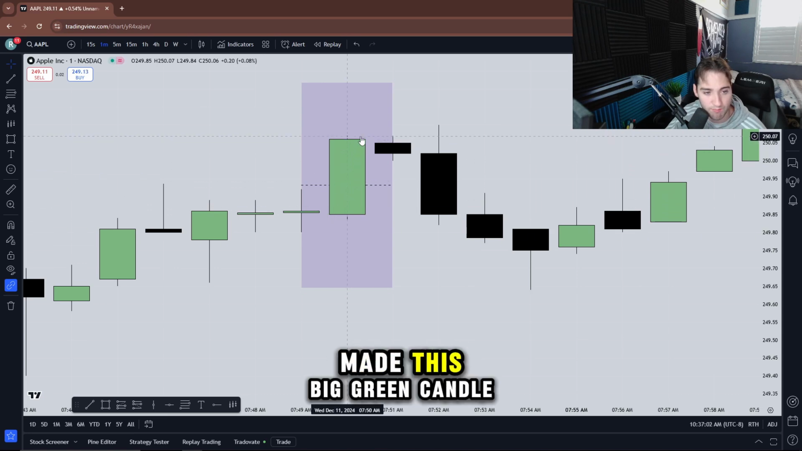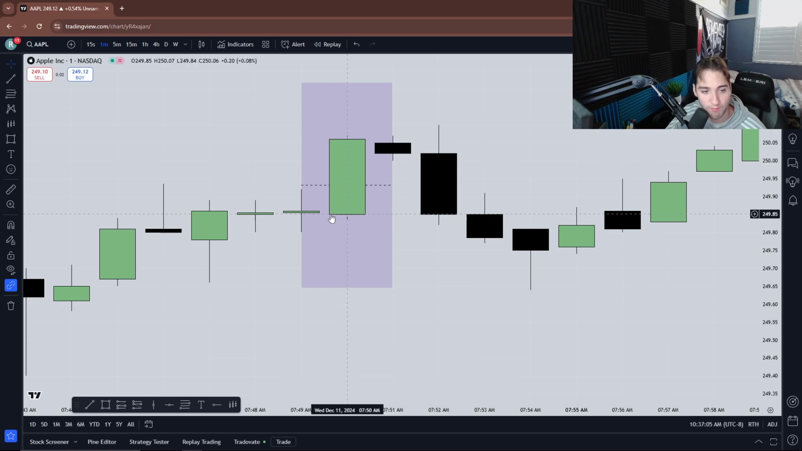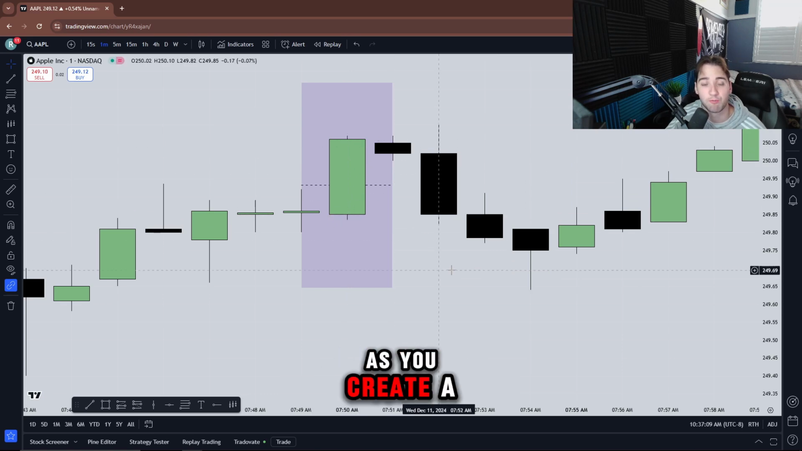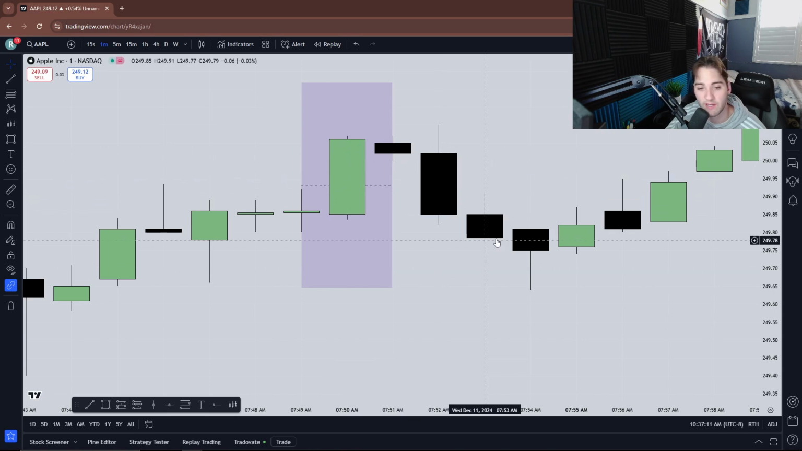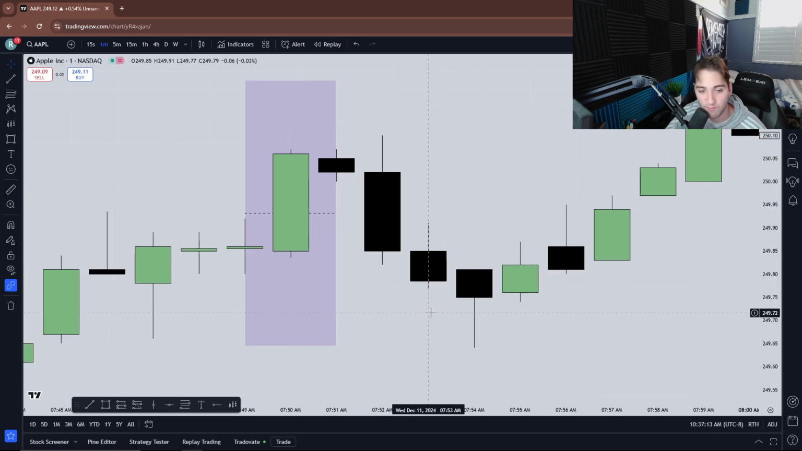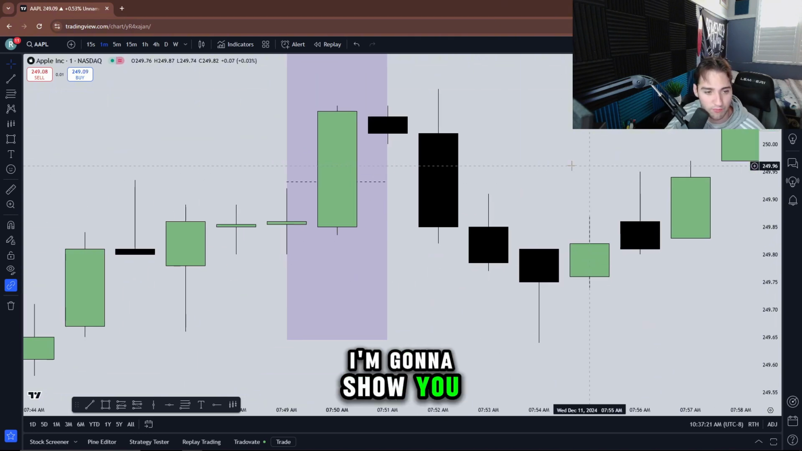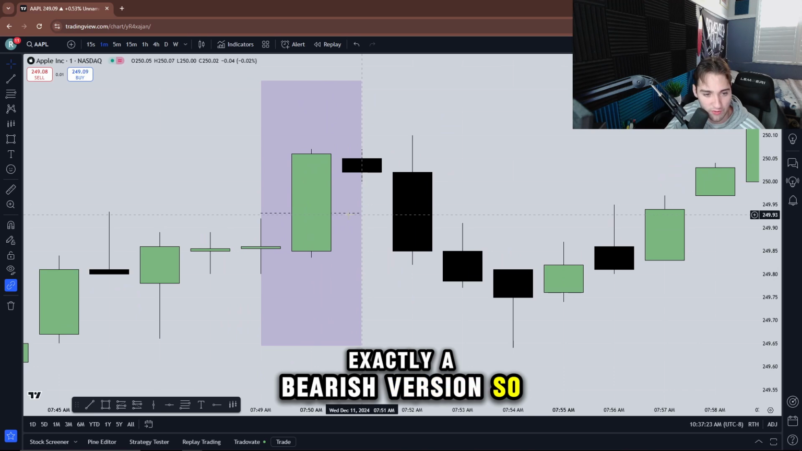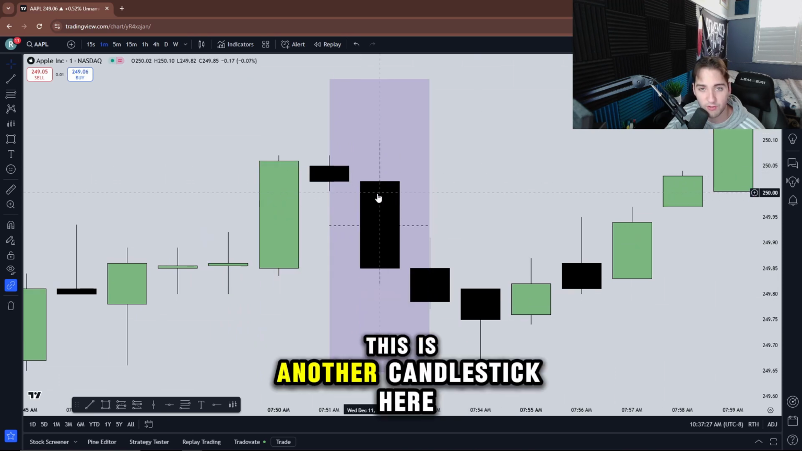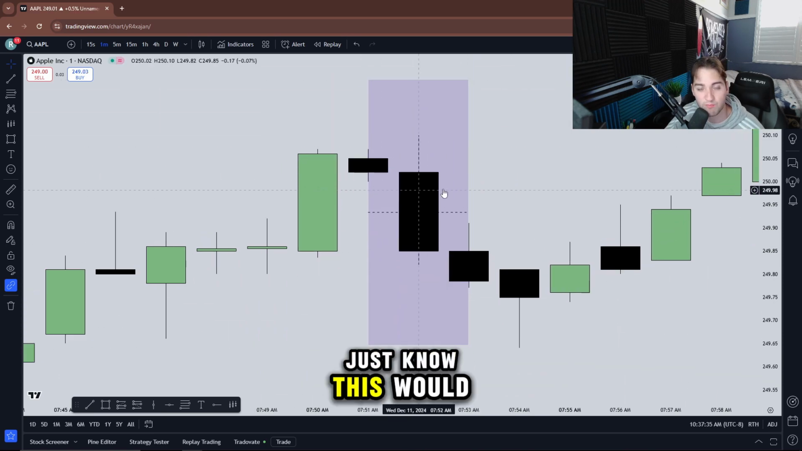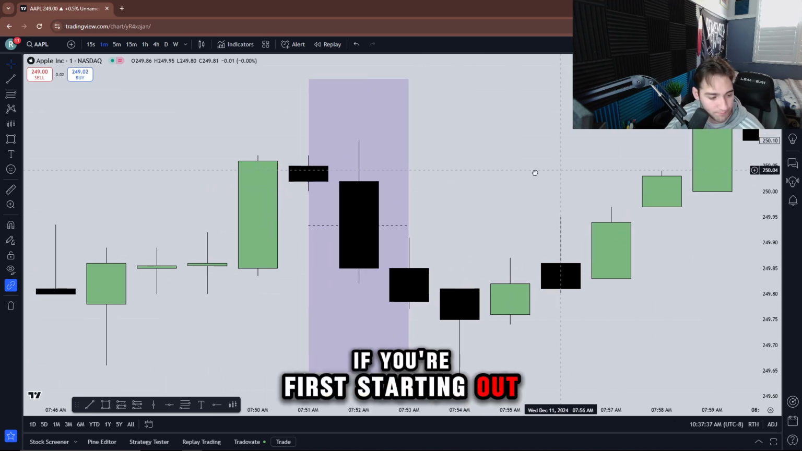And that's why it made this big green candle. So when the market goes up, it's going to create a green candle, and when the market goes down, it's going to create a red candle. Or, for example, my candles are black instead of red just because it's better for my psychology reasons. With that being said, I'm going to show you exactly a bearish version. So this is another candlestick here. Just know this will be a red candle for you if you're first starting out.